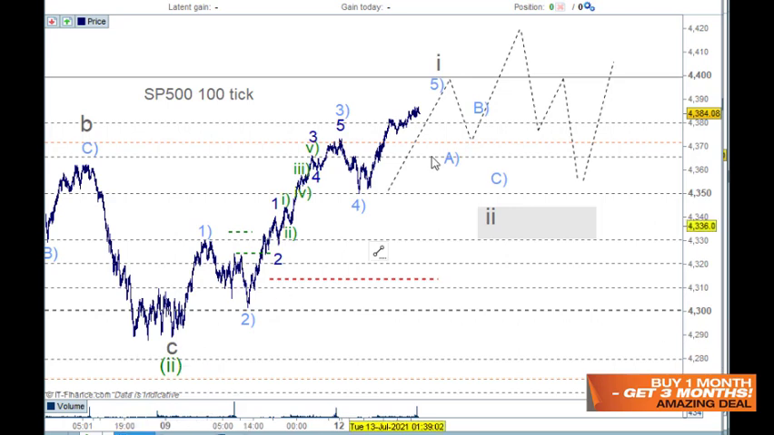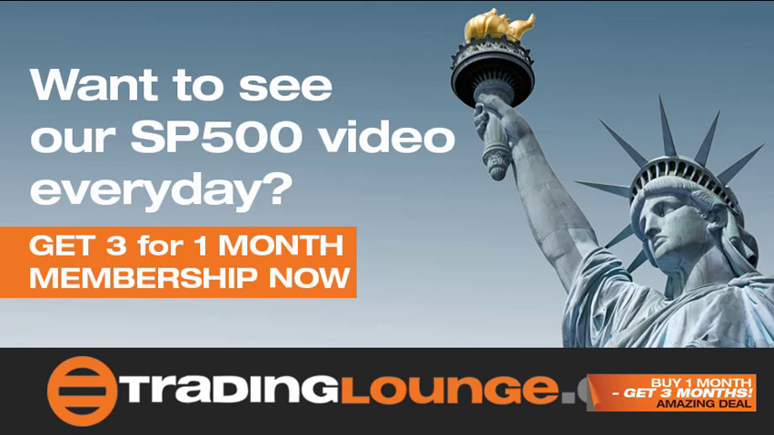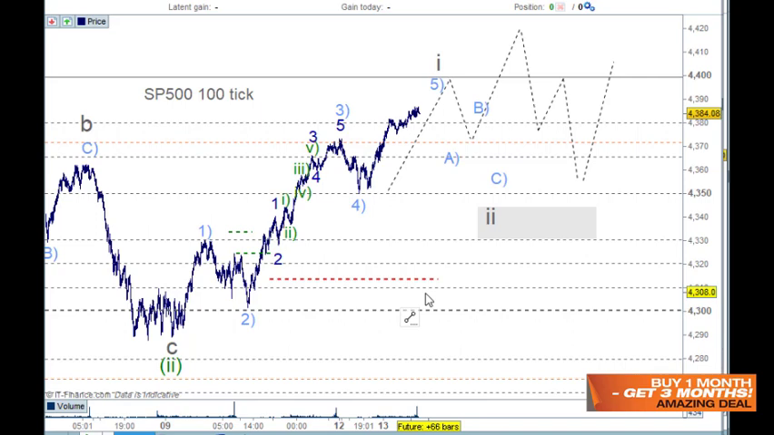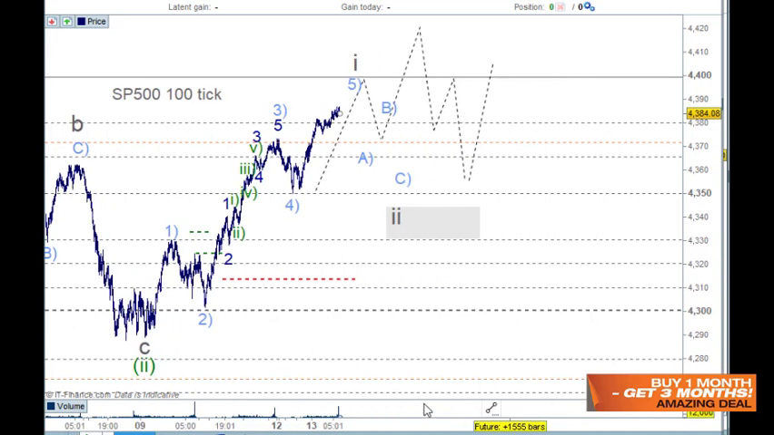So it may show up here. It's not really going to bother me, because we're just keeping the stop out of the way. I'm not going to get stopped out in wave 2. And if I have to move the stop, I will, because we're going for the bigger picture here. That's all.